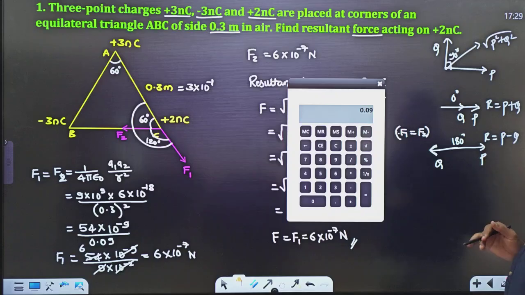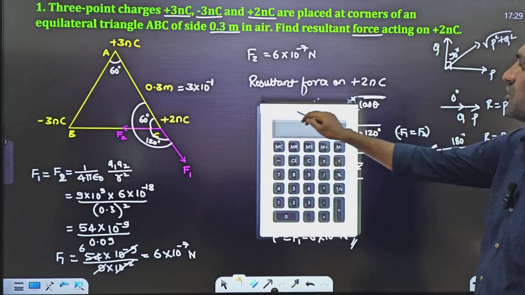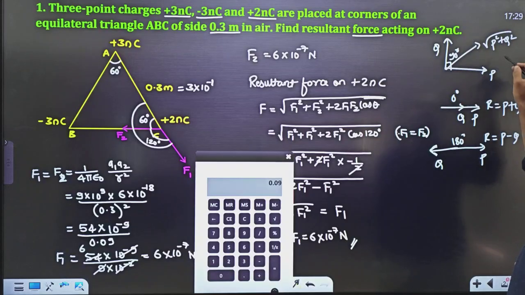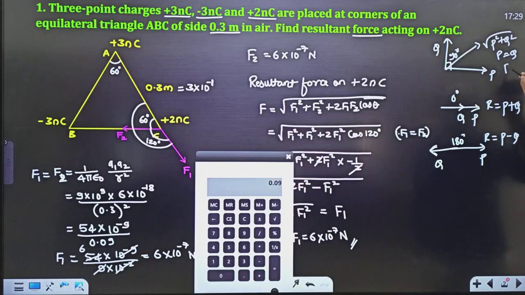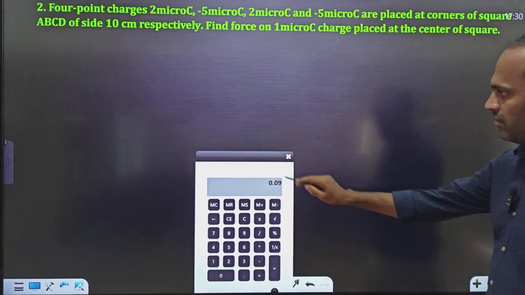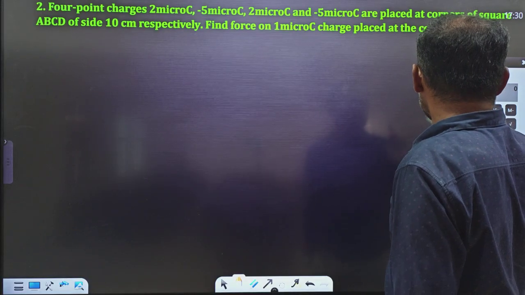Other than this, if there is any other angle, then you have to apply this standard formula again. Suppose they are at 90 degrees and P is equal to Q, then the resultant will be equal to root 2 P. If both are equal, P and Q, and they are opposite in direction, the resultant will be 0. Correct? So remember these things. Let us go to the next question.